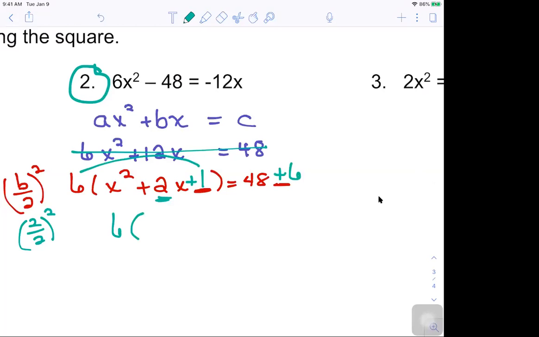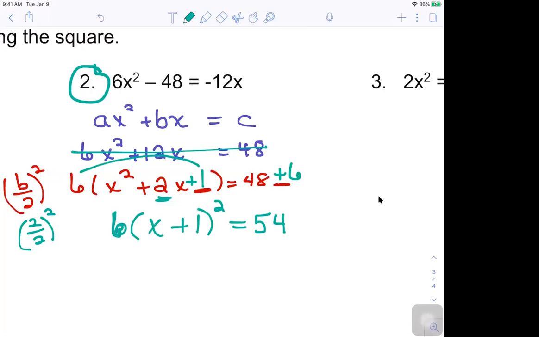So now it's a perfect square, and it would factor as x plus 1 quantity squared, because 1 is a perfect square. 1 times 1 is 1. So x squared plus 2x plus 1 factors as x plus 1 quantity squared. On the other side, we're just adding the 48 and the 6 together. So completing the square part is done.